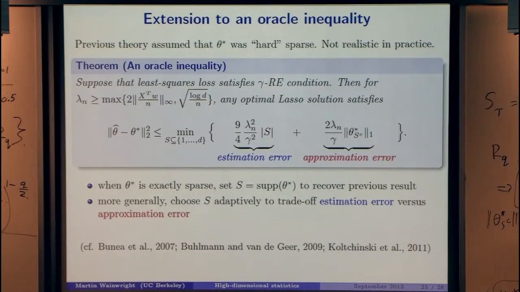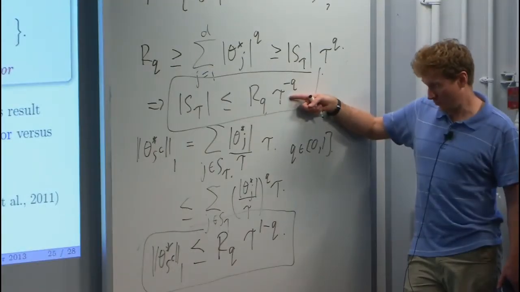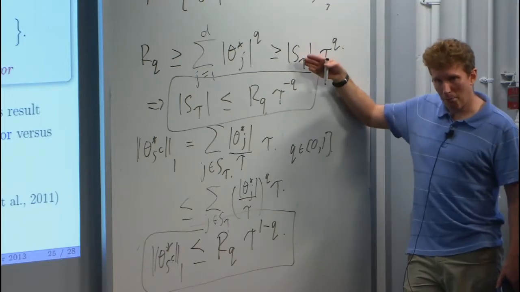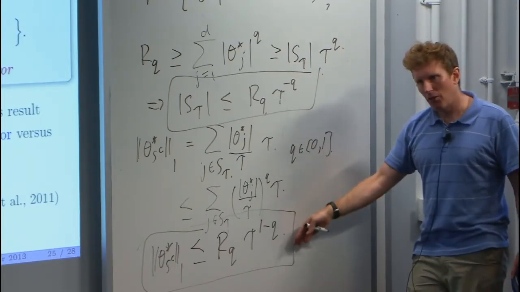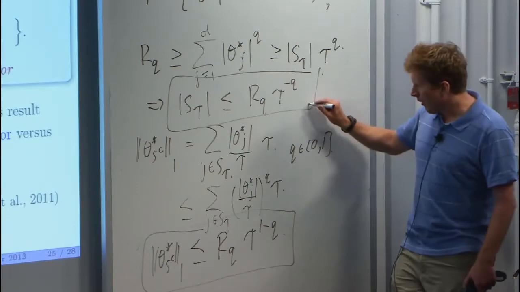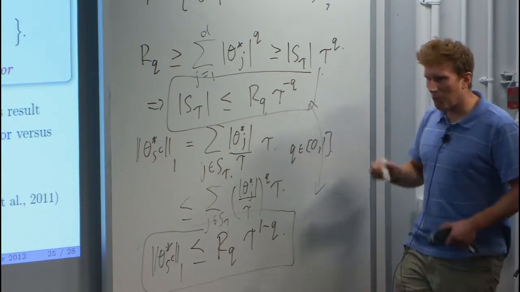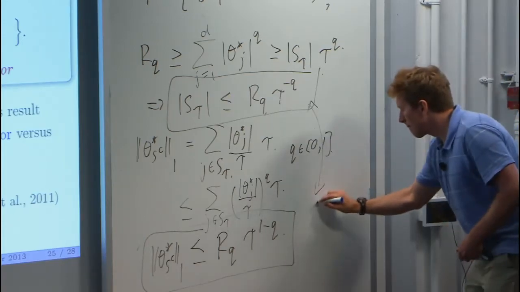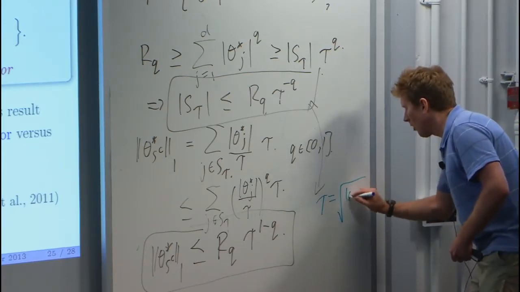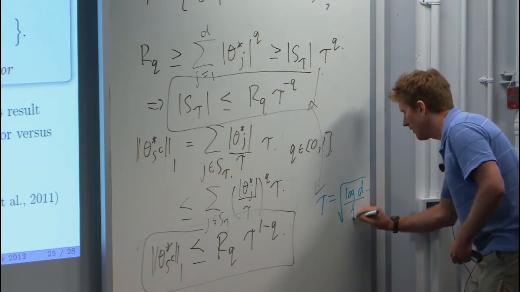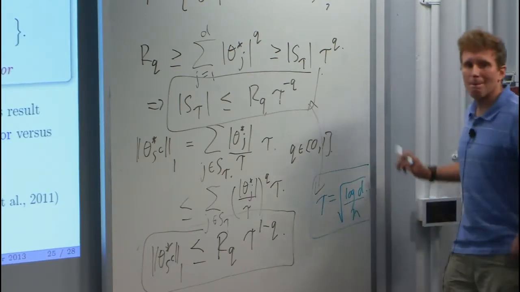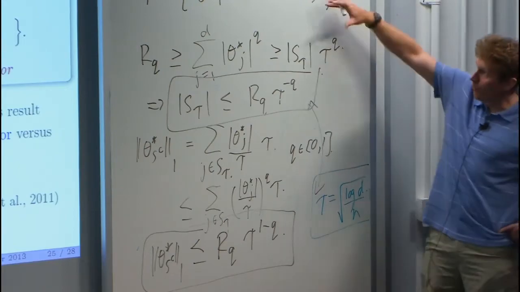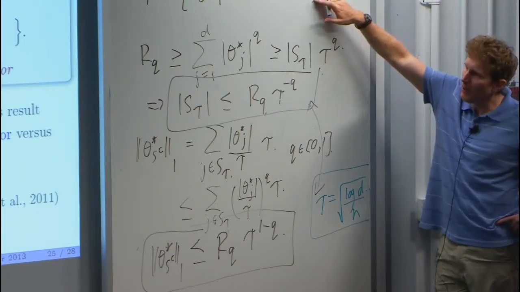So if you have that choice of lambda, you plug it in here. You have these two upper bounds, and you optimize. You can see there's going to be an optimization because this is minus q. As tau goes down, this blows up. As tau goes down, this decreases. So it'll be a trade-off. Just do a little bit of algebra, and you'll find that the optimal trade-off is very simple. The optimal tau, up to constants, is root log d over n. That's the right level at which you should threshold in your oracle inequality.